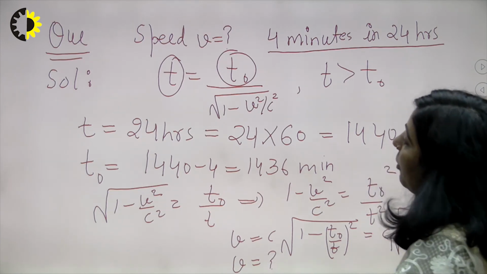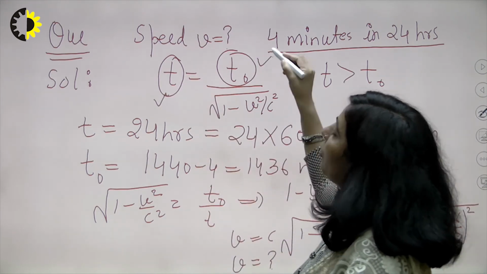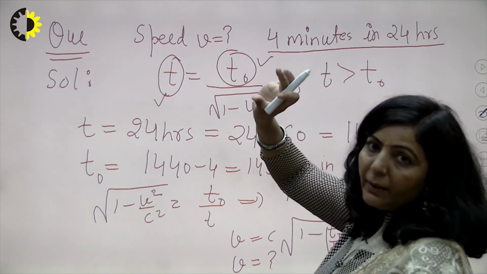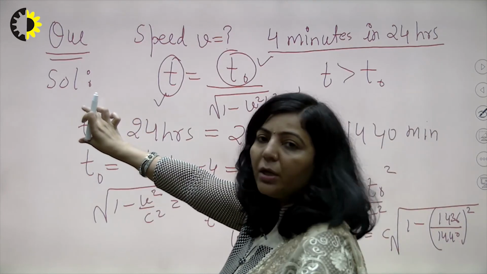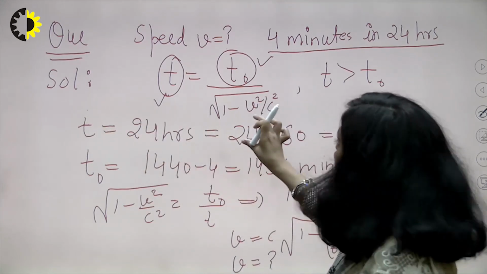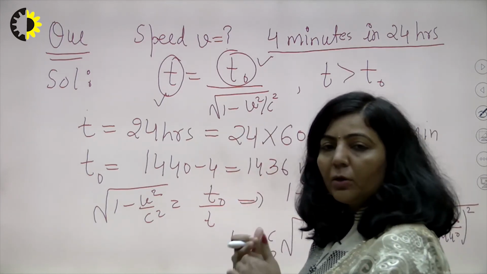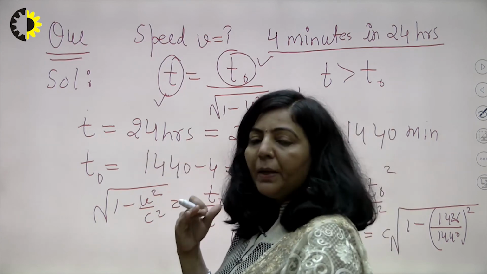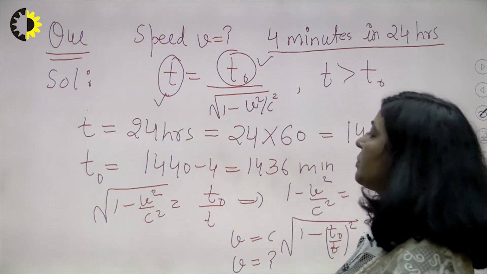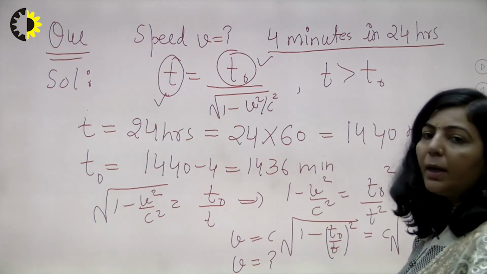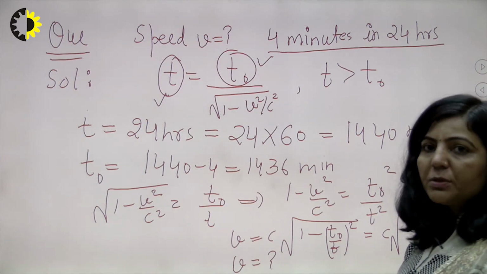So this question is based upon time dilation. You have to choose the values of t and t naught here, because the clock is keeping correct time when it is at rest, so this t is the stationary clock. So 24 hours is the time, 24 into 60, so 1440 minutes, and t naught is the time when the clock is moving. There is a difference of 4 minutes, a loss of 4 minutes, so t naught is 1436 minutes. Just simplify using this formula, and you will get the relativistic speed of that particular clock. I hope this is clear.